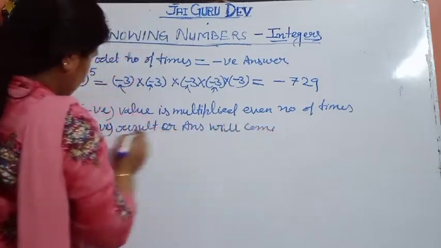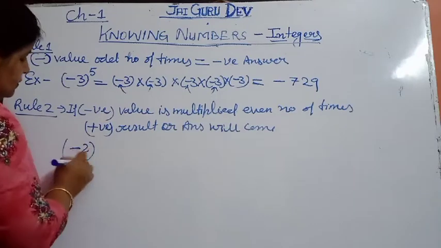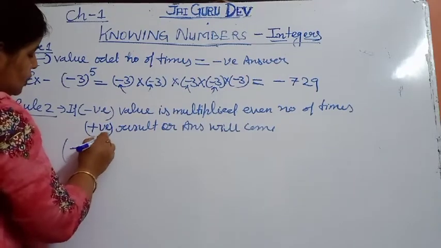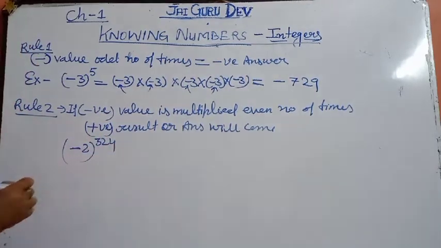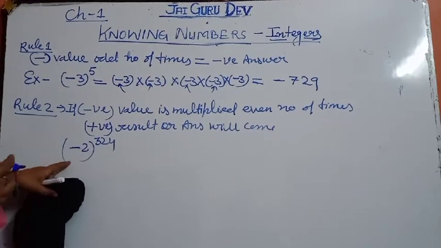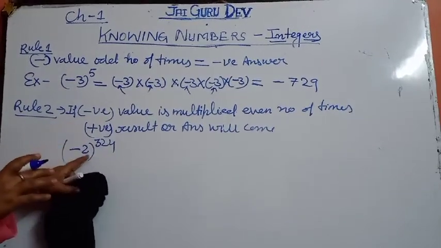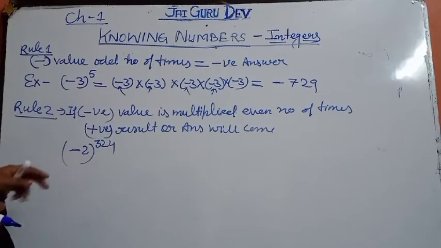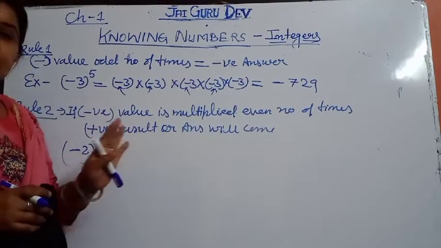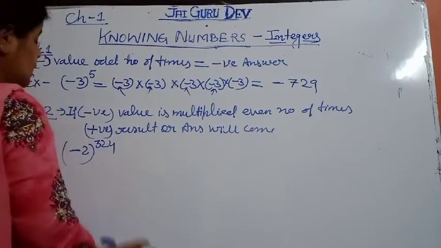Suppose minus 2 to the power 324 is written. In the question, he will not ask you to multiply minus 2 up to 324 times and then write the result. No, he will ask what kind of result will come.